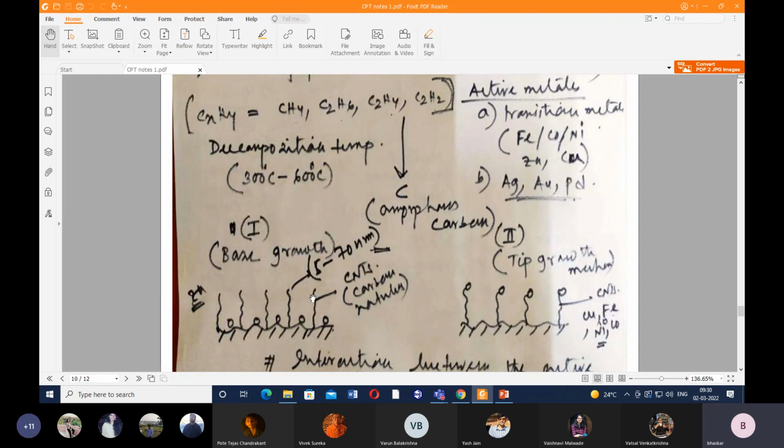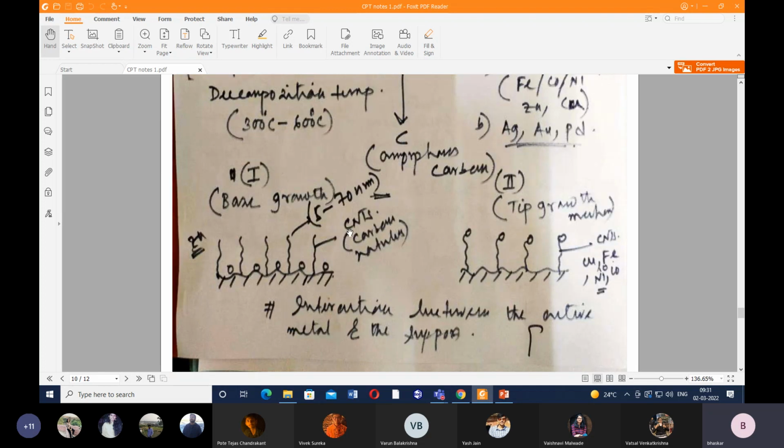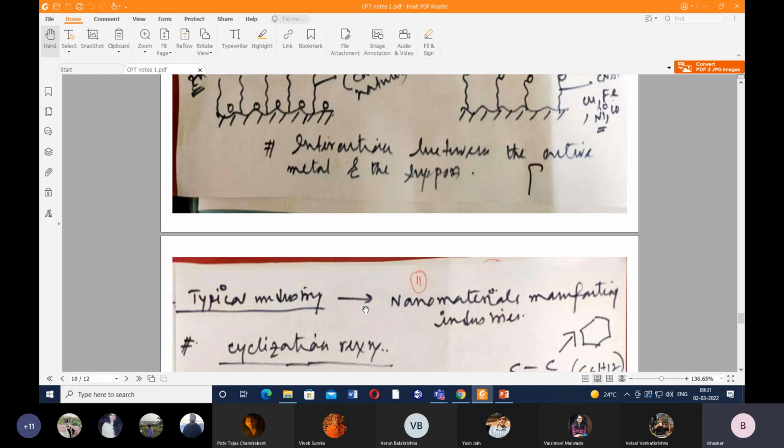Just now I told you that we have formation of amorphous carbon with a tubular shape. For base growth we can have this kind of arrangement, and for tip growth we can have this kind of arrangement, as both look nearly the same. However, in base growth, the active metal resides on the surface of the support material. In tip growth, you can see from these images that the active metals capture the tips of the carbon nanotubes. This is all based on the interaction between the active metal and the support molecules.